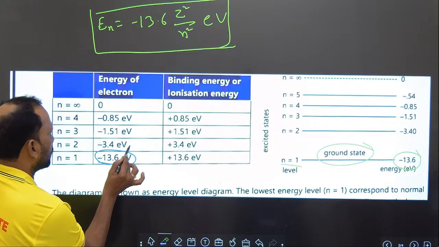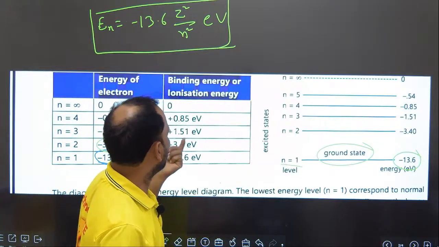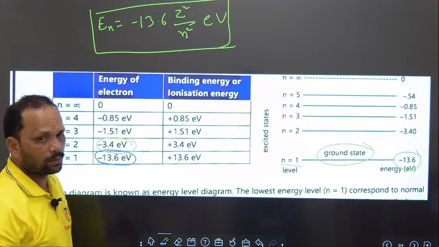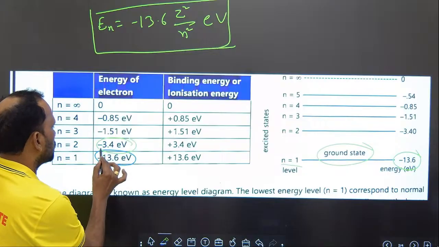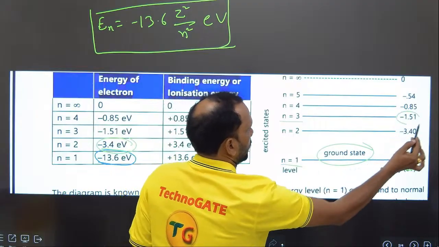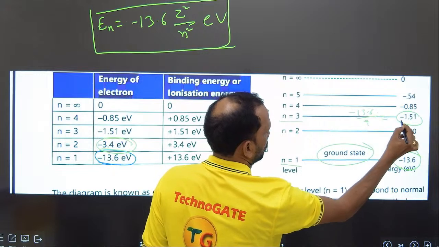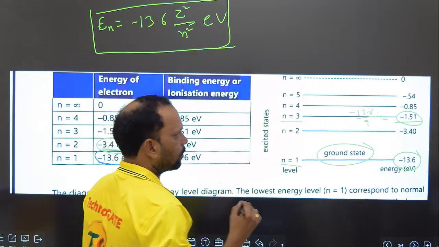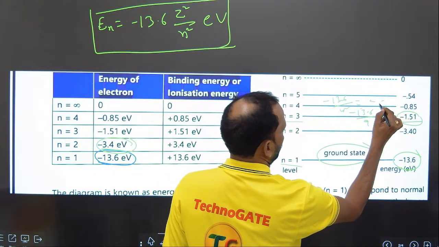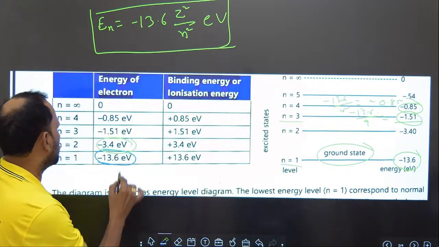Right. Next, what about the second orbit? So the second quantum number, second orbit, N is equal to 2. So how much energy does it have? It has minus 13.6 into 1 square by 2 square. So minus 13.6 by 4. That is equal to minus 3.4. What about the third orbit? So N is equal to 3. So minus 13.6 into 1 square by 9. That is equal to how much? Minus 1.51. What about the fourth orbit? Minus 13.6 by 4 square is equal to minus 0.85. If you observe here, minus 0.85.